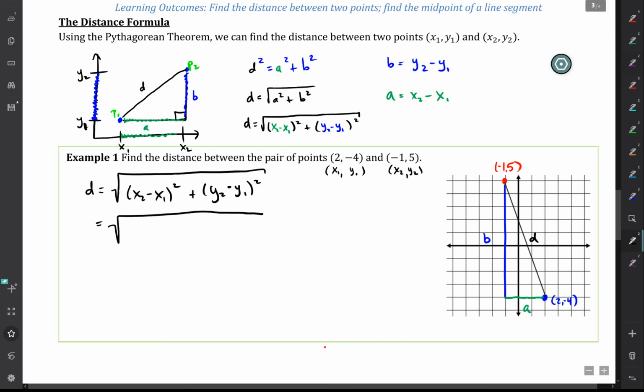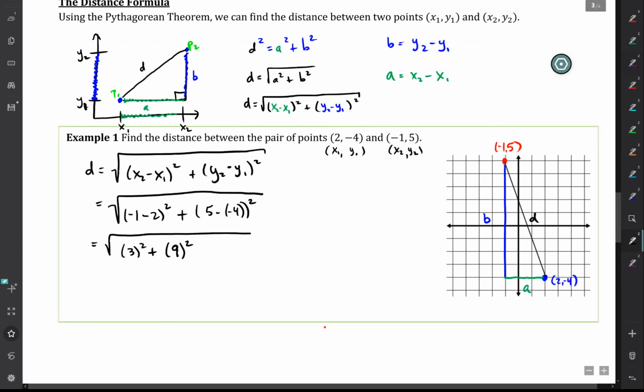So I get negative 1 minus 2 squared. So that's telling me that this distance a is 3 there. And then y2 minus y1 is 5 minus negative 4 squared. So I get that the distance d is the square root of 3 squared plus 9 squared. Okay, which is the square root of 9 plus 81, or the square root of 90.